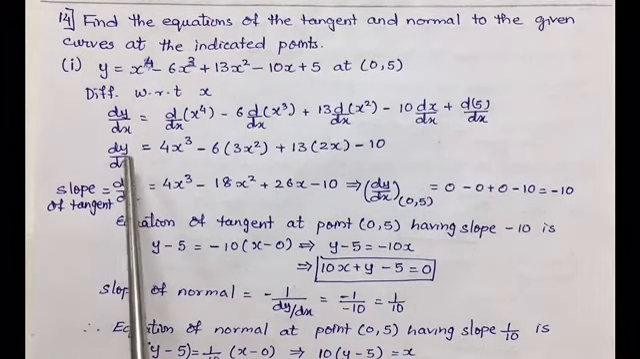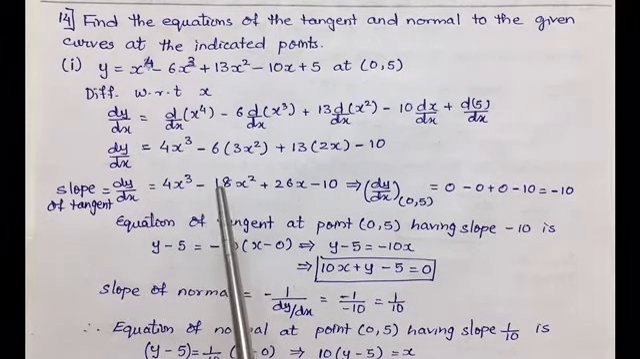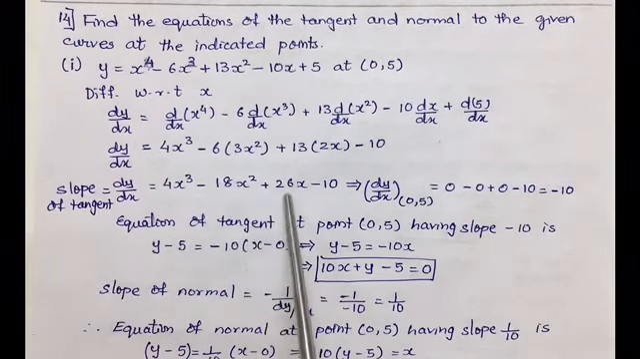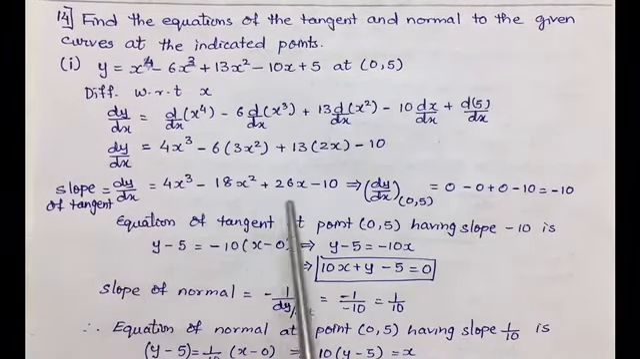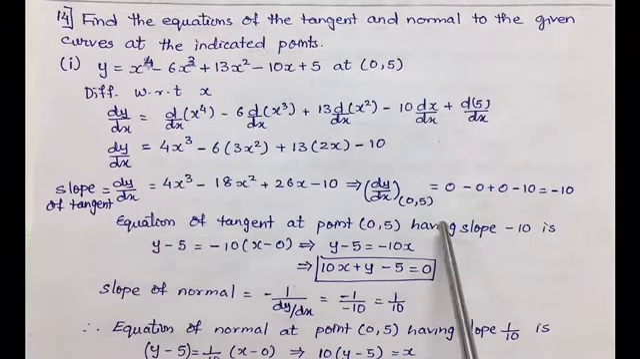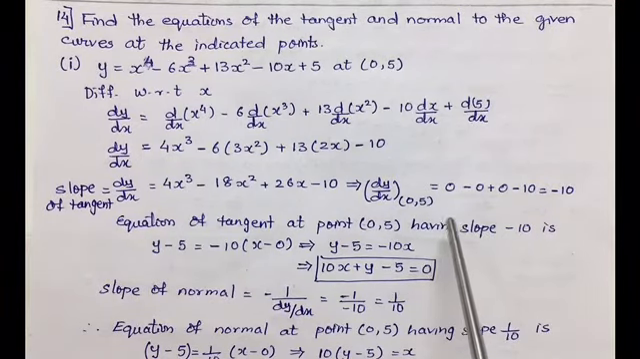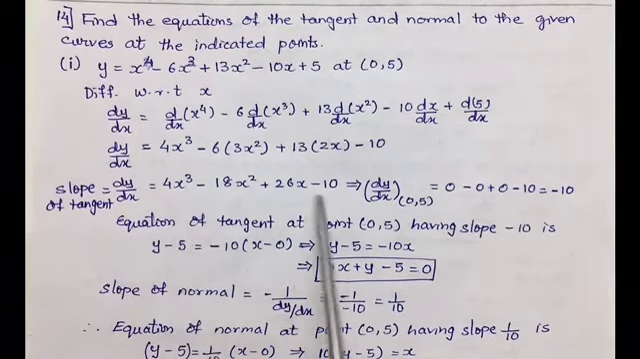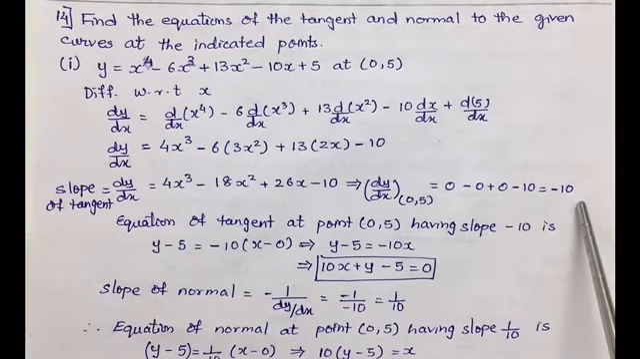So finally dy by dx comes out to be 4x cube minus 18x square plus 26x minus 10. That becomes the slope of tangent. Now this slope is to be calculated at the point 0, 5. So keeping in the place of x 0 in dy by dx, all the terms get 0 except minus 10 remains. So the slope of tangent becomes minus 10.